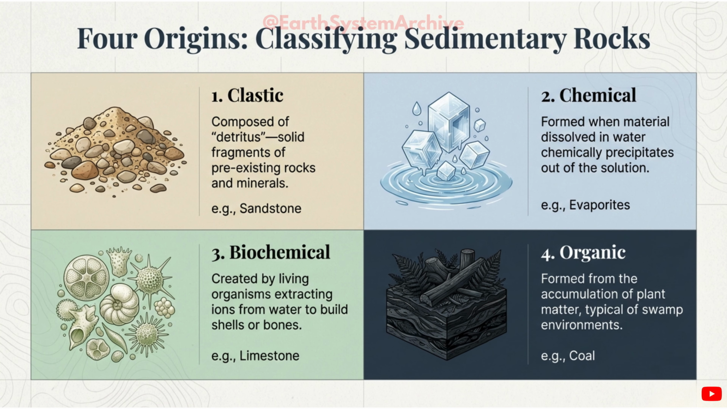There are 4 major ways sedimentary rocks form. A. Clastic sedimentary rocks, made of broken fragments or detritus that settle out when transport energy drops. B. Chemical sedimentary rocks form when dissolved ions in water precipitate as minerals, often due to evaporation or high concentration. C. Biochemical sedimentary rocks form when organisms extract ions from water to build shells or skeletons. Those remains accumulate. D. Organic sedimentary rocks form from accumulated plant matter, typically in oxygen-poor settings like swamps.